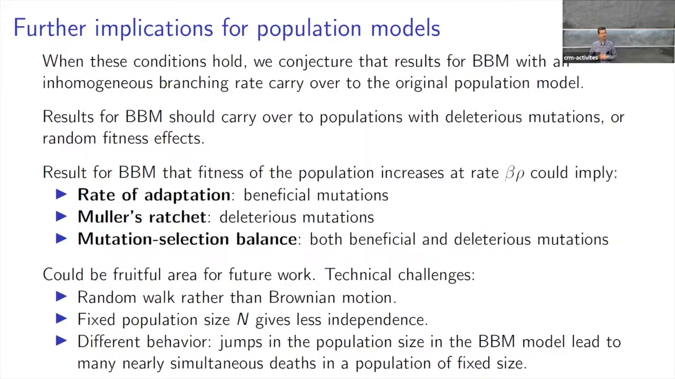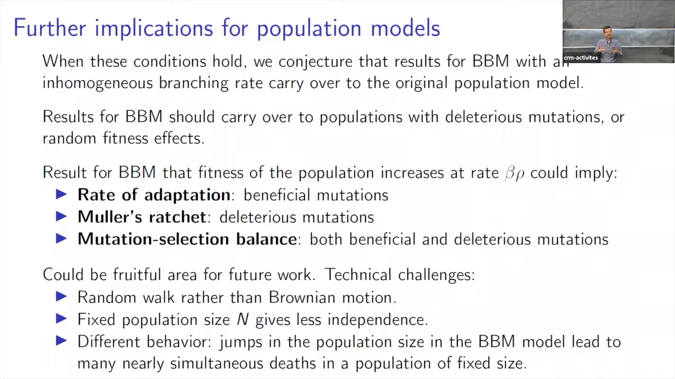For a population model in which the mutations are deleterious, this could give us some insight into the speed of a phenomenon known as Muller's ratchet, which is that the fitness of the overall population can decrease because on rare occasions, even a deleterious mutation will get lucky and spread to the entire population. In models that involve both beneficial and deleterious mutations, one could get some insight into the question of mutation selection balance. And that's the question of what proportion of the mutations need to be beneficial in order for the population to sustain its current fitness level.